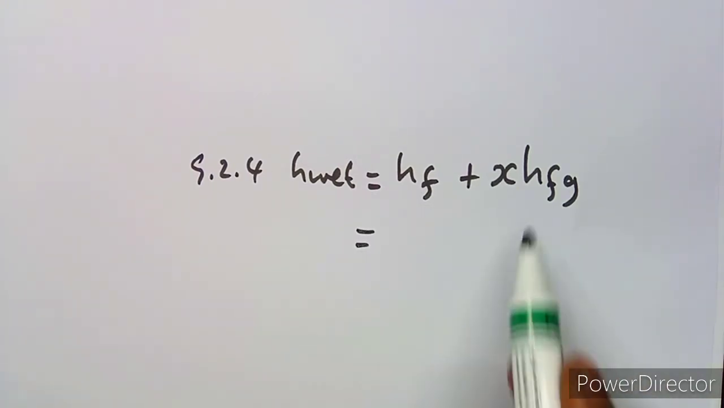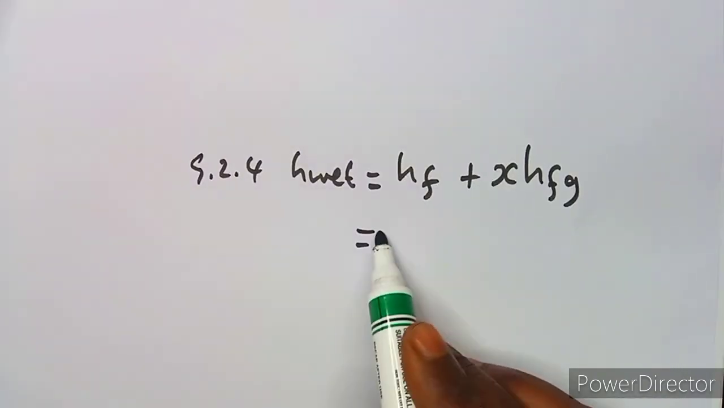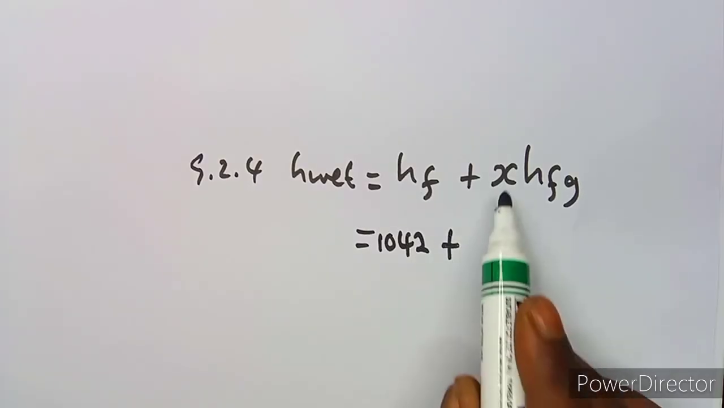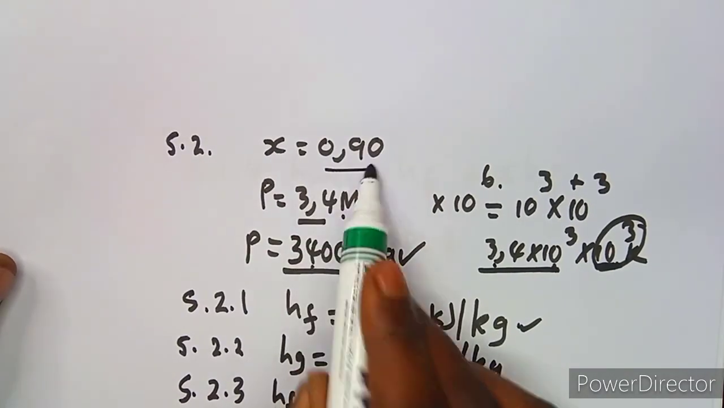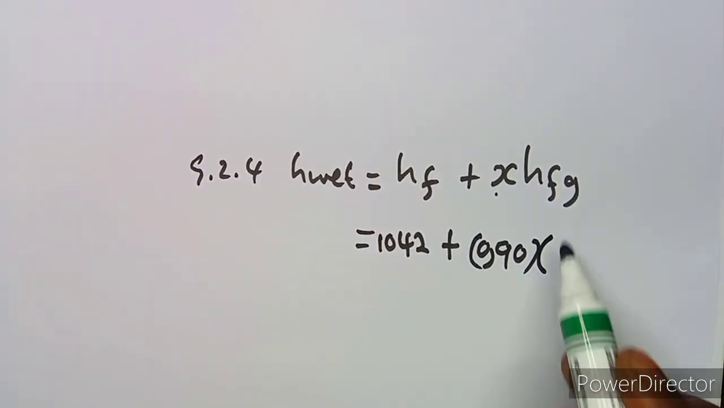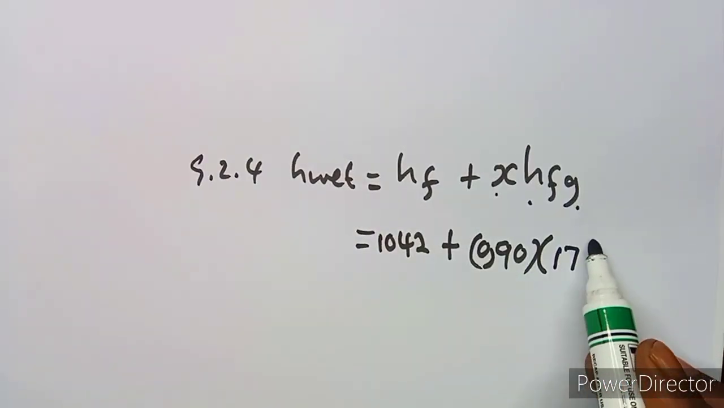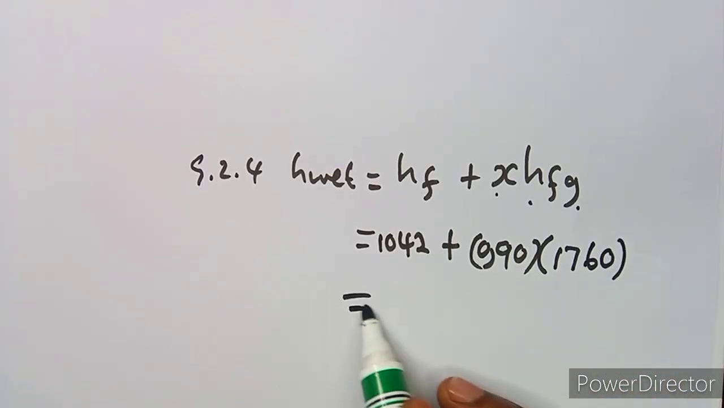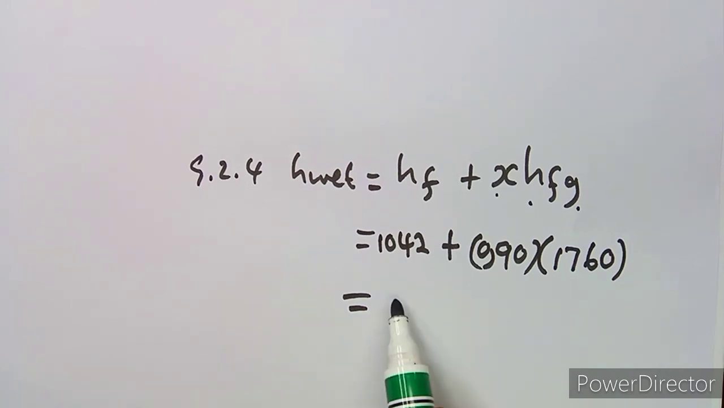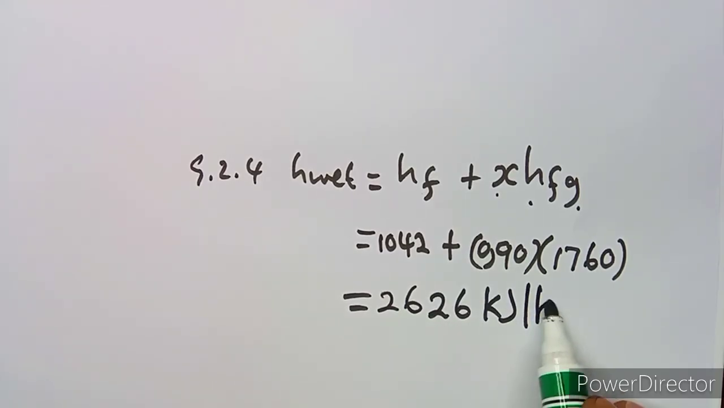Remember, we've got the value of HF here, so it's just a substitution: 1042 plus X, which is 0.9, multiplied by HFG, which is 1760. You've got the values, guys. It's a matter of your calculator, so use your calculator properly. You're going to obtain 2626 kilojoules per kg.